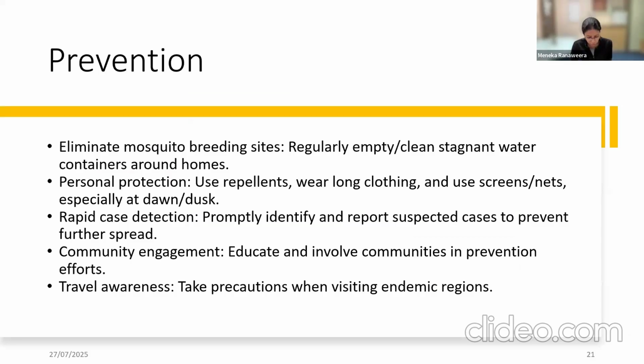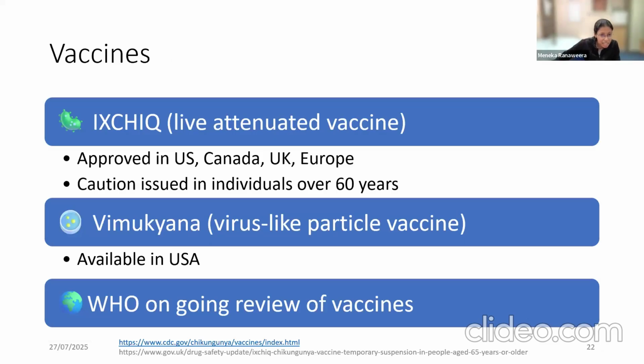So prevention, what can we do for prevention? Here is another area where you have such an important role in how you advise your patients, and what kind of health promotion and education you build into your routine practice. This is again about a combined approach: eliminating mosquito breeding sites, personal protection to avoid mosquito bites, rapid case detection, and community engagement. And if traveling to an endemic area, I suppose it depends on where you are traveling from, certain precautions are possible. And there are a couple of vaccines available.